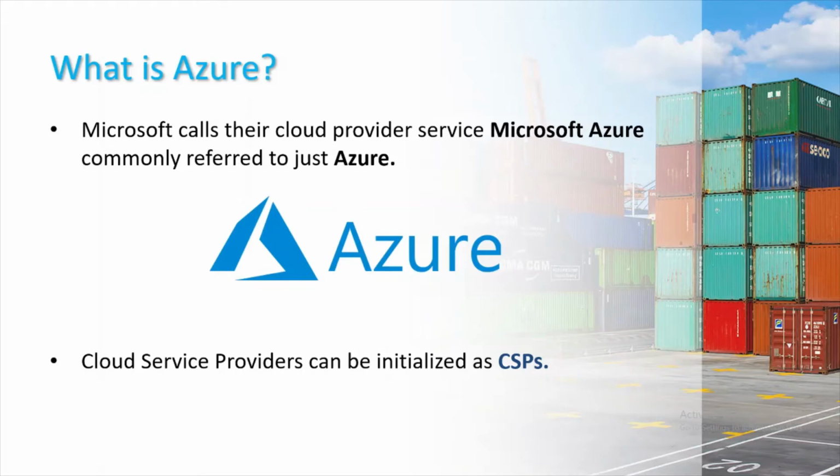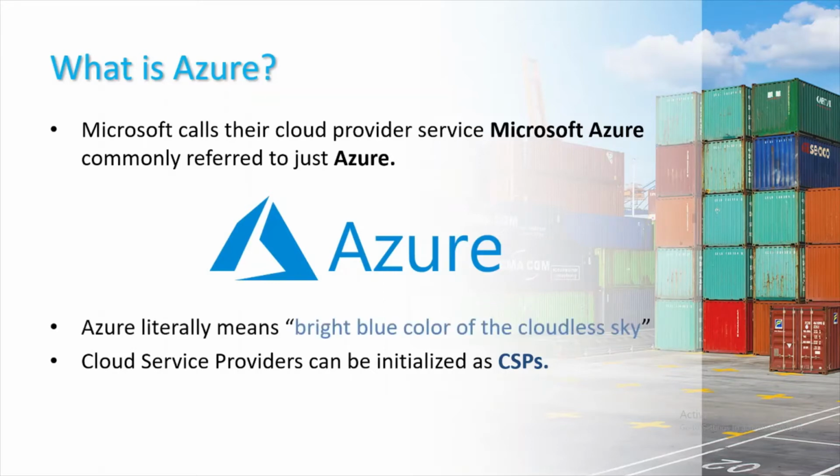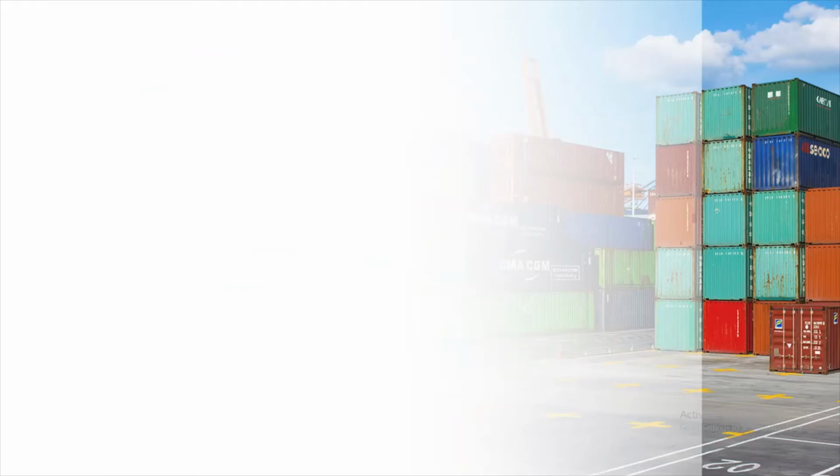But what do you think Azure means in the dictionary? I was really confused at the time about what Azure actually means, and in trying to find out, I learned that Azure literally means the bright blue color of the cloudless sky. Yes, you heard it. Now, what is Azure? It is the bright blue color of the cloudless sky. And Azure is a CSP, a cloud service provider, as well. But what it means is the bright blue color of the cloudless sky.